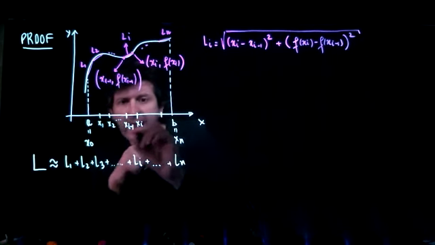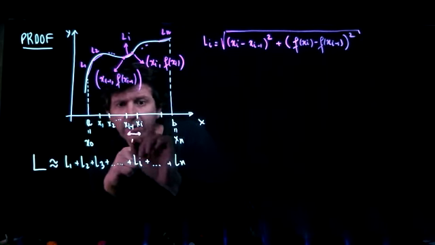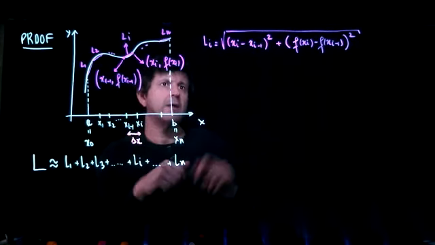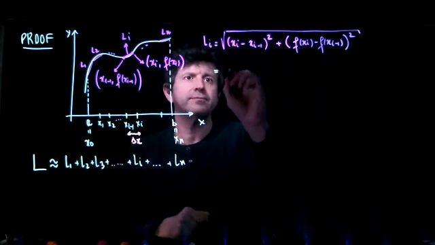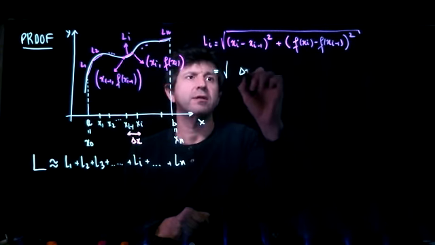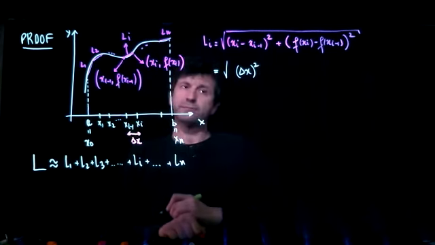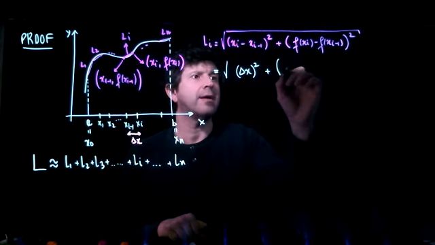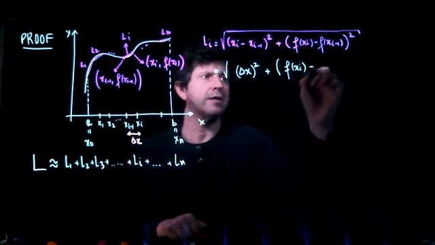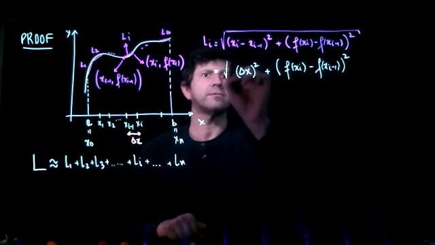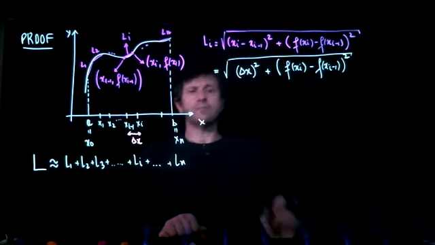This here, xi minus 1, I'm going to call this, of course, a delta x, right? Just like in Riemann sums. So what do I have here? Square root of xi minus 1, this is delta x squared plus f of xi minus f of xi minus 1 squared. You prove this?